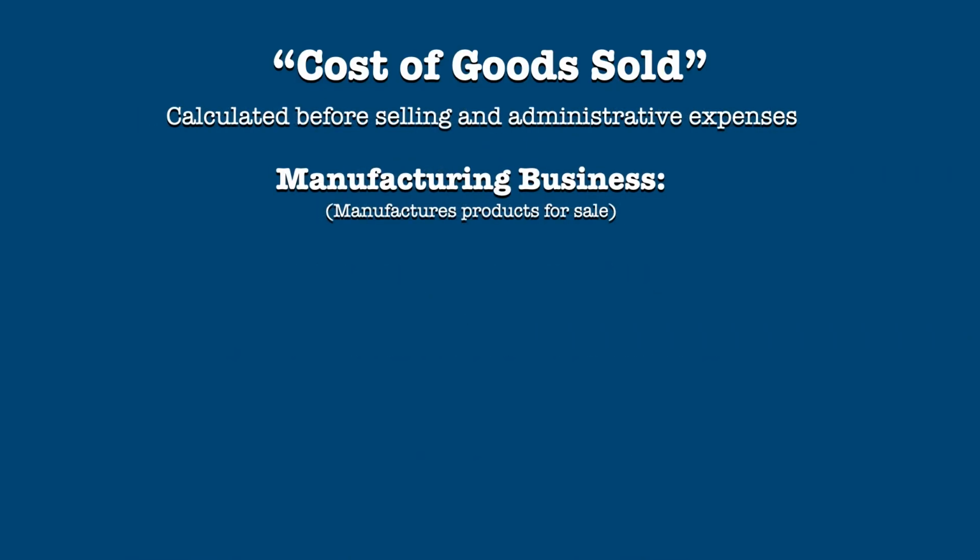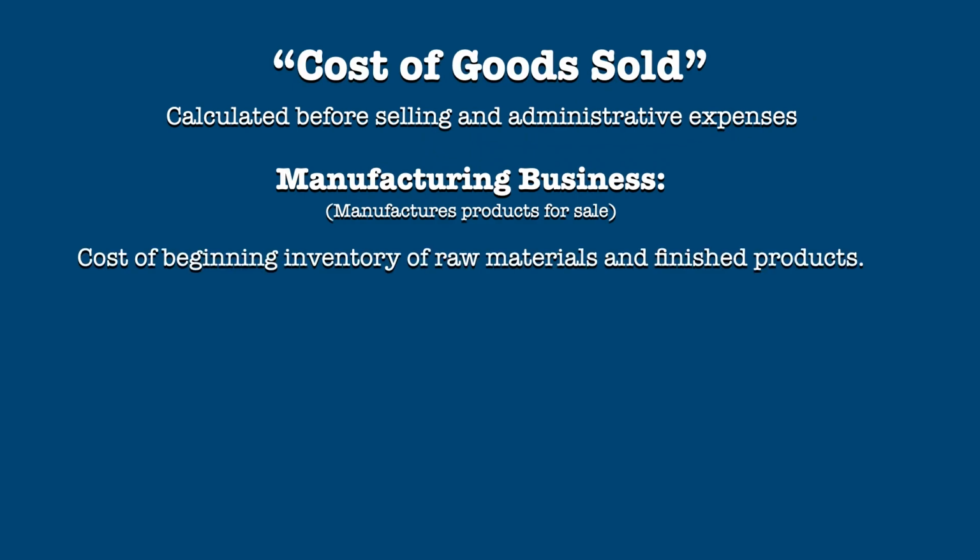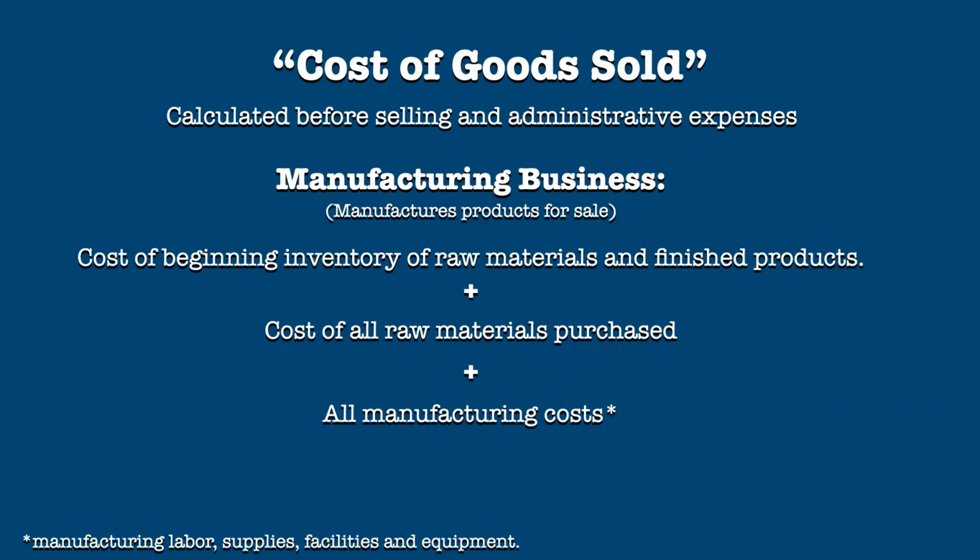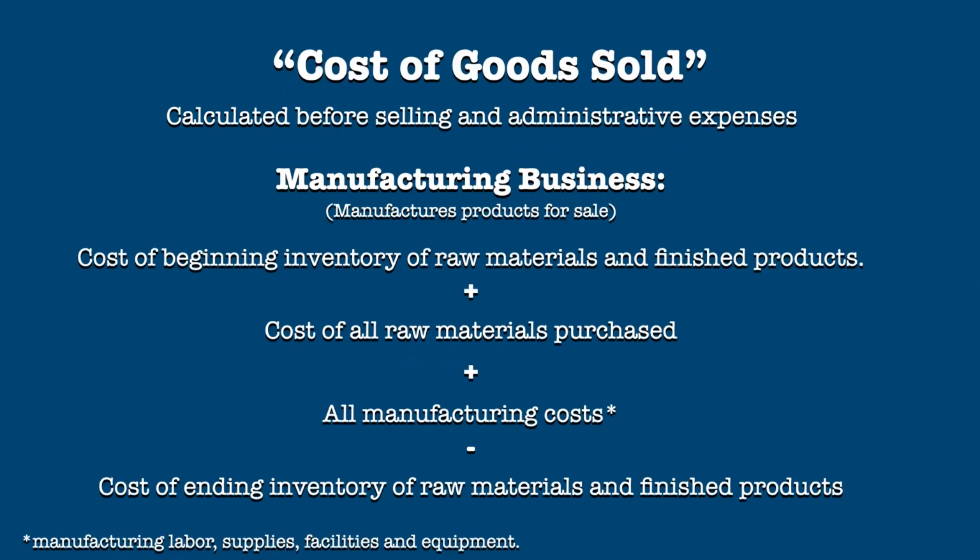For a manufacturing business, the calculation is a little more complicated. You start with the cost of any raw materials plus finished products as of the beginning of the year. Next, you add the cost of all the raw materials you purchased during the year. Then add all the other costs involved in manufacturing, such as labor, supplies, and the cost of manufacturing facilities and equipment. Finally, you subtract the cost of all the raw materials plus finished products as of the end of the year.